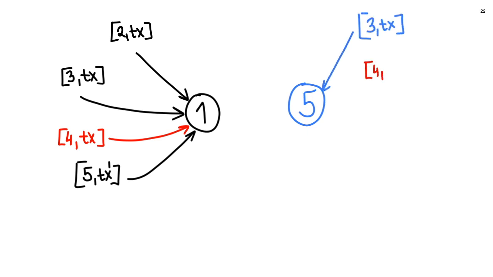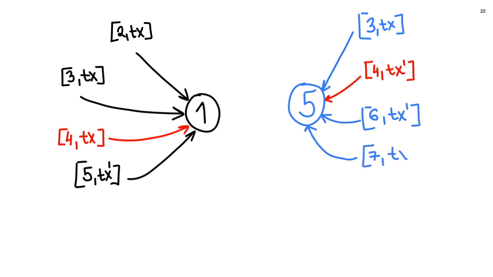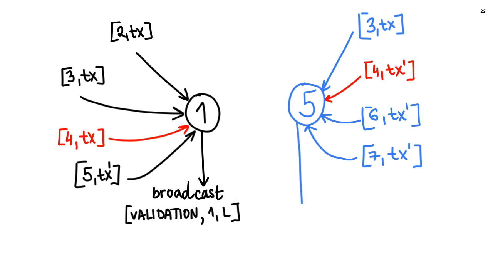However, at the same time, from the point of view of node 5, exactly the opposite happens. We have enough support for transaction Tx prime, while we don't have it for transaction Tx. So these 2 nodes will create new conflicting ledgers to be validated, since Tx is only in ledger L and Tx prime is only in ledger L prime.